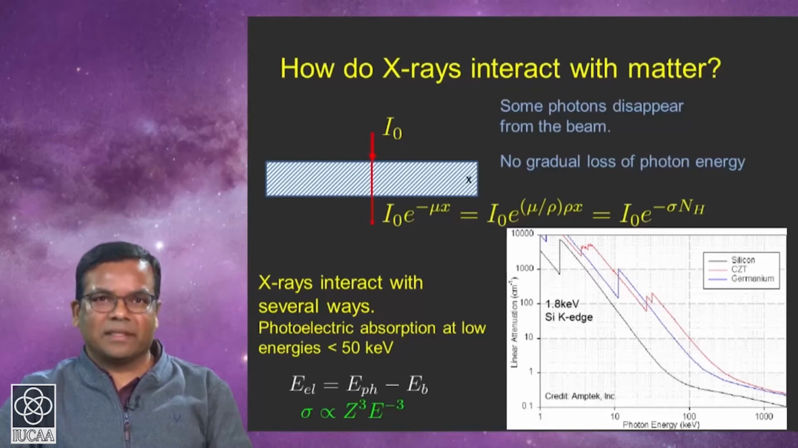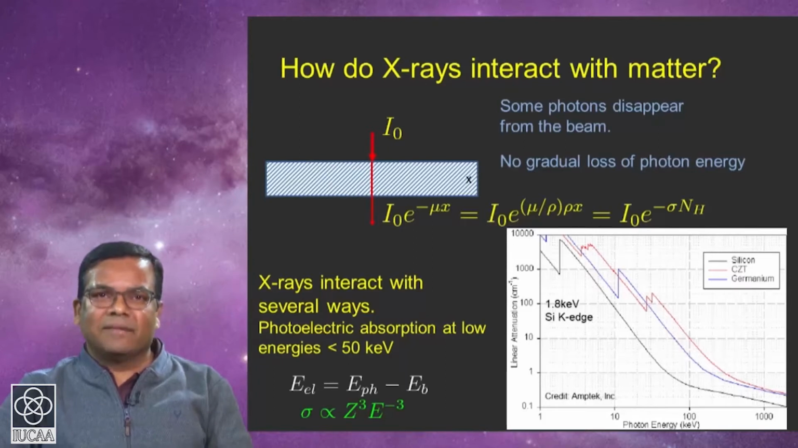In astrophysics, we measure thickness in terms of number of atoms NH per centimeter square column extending from the source to the observer, and this NH here is called the column density, and the absorption coefficient becomes the cross section. So, therefore, the intensity reduces by the factor e to the power minus sigma NH.